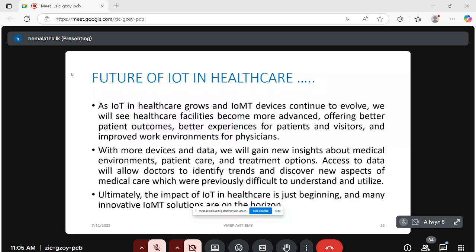So if we see the future of IoT in healthcare, as I mentioned, it is growing into IoMT, that is the Internet of Medical Things, to evolve, and it is offering better patient outcomes, better experiences for patients and visitors, and improved work environments for the physicians. Later, these devices and data will give new insights about the medical environments, patient care, and treatment options. Ultimately, the impact of IoT in healthcare is just beginning, and many innovative solutions are on the horizon.